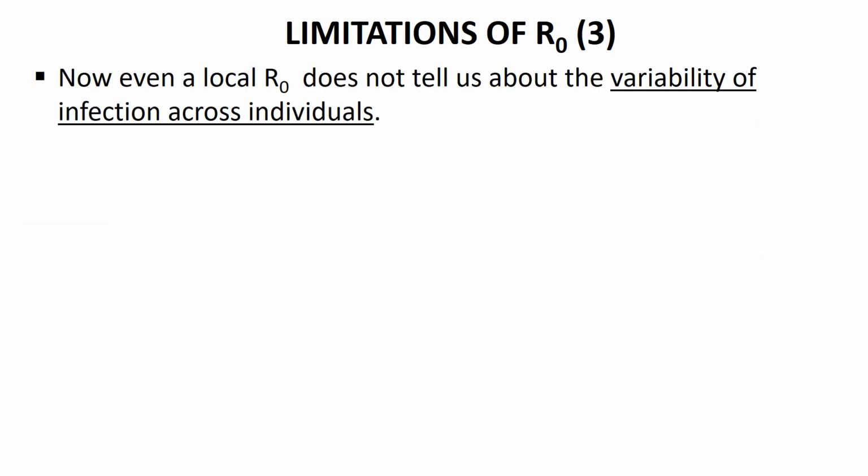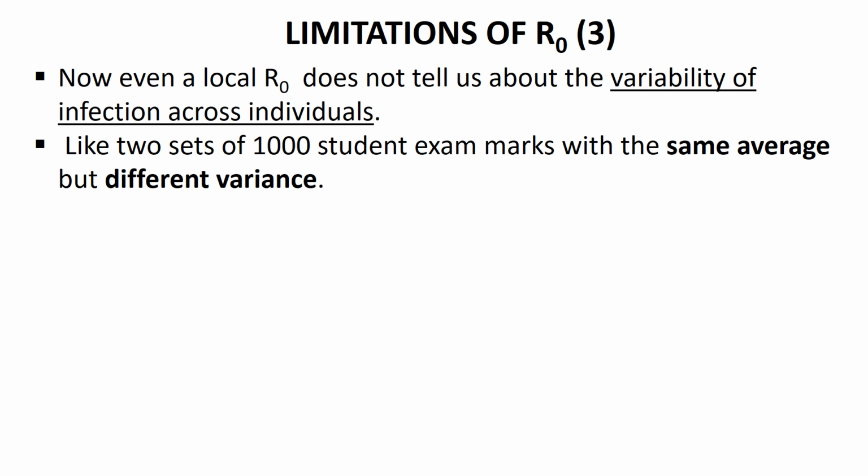Okay, third limitation. So we have geographical variations of R0, but we've also got variations within a certain geographical region across individuals. And if we take an example of 1,000 student exam marks, you can have the same average for both, but different variance. So just to remind you, this is the mean, mu x, and sigma x squared is the variance.